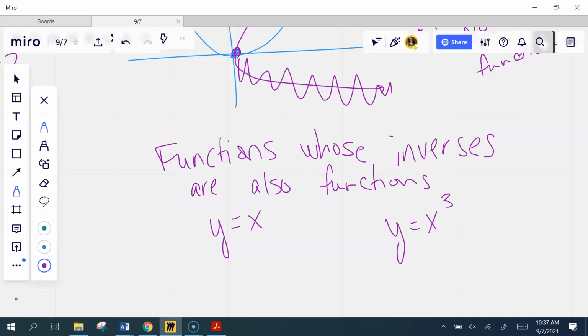Y equals x cubed. Think about what that looks like. So this one is a line that looks this way. This one looks something like that. Both of them, however, pass the vertical line test as well as the horizontal line test. And they're special. What do we call functions that pass both the vertical and the horizontal?